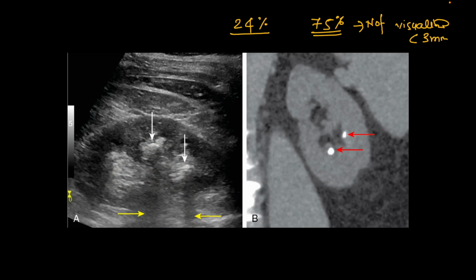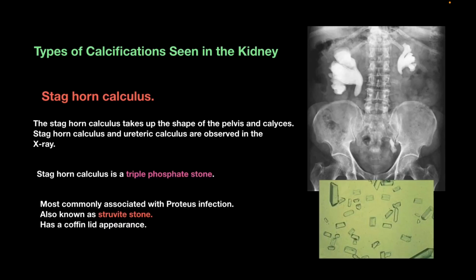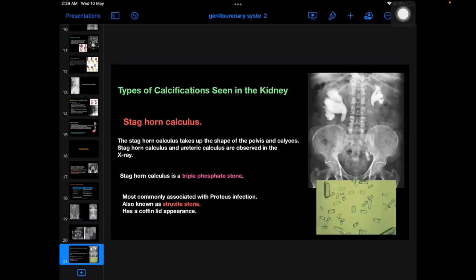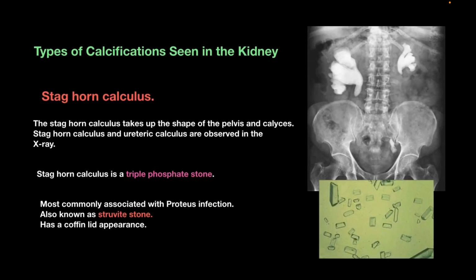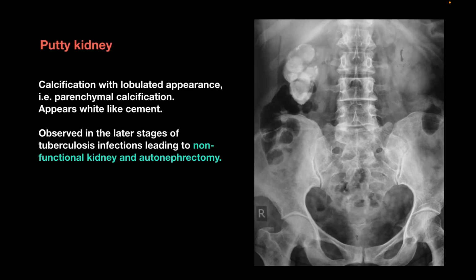Also you can see color comet tail artifact in renal calculi. So these are the characteristic features of renal calculi in ultrasonography. Now let's discuss the types of calcifications seen in the kidney. There are a few types, like staghorn calculus, putty kidney, and medullary nephrocalcinosis. Let's discuss them one by one.